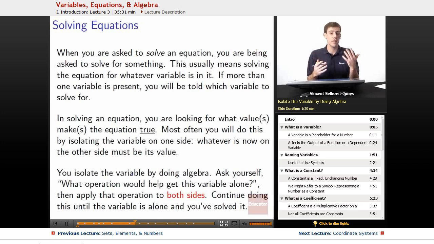You continue to apply these operations, asking yourself one time after another, what could I do to get this variable alone? You keep doing operations to both sides. And then you keep doing this until eventually the variable is alone on one side and you've solved it. You'll get something of the form x equals a bunch of numbers, right? So you'll know that x is equal to this stuff right here. You've solved it.